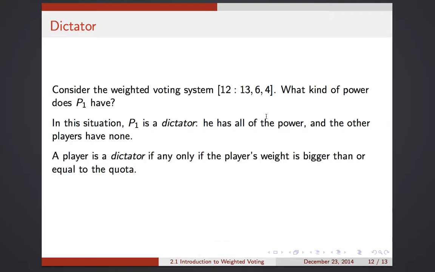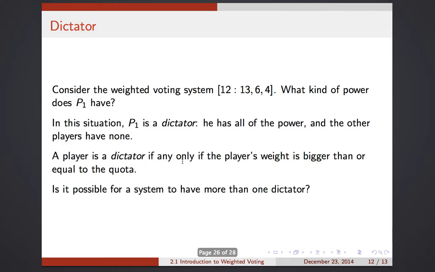So the technical term for player 1 in this situation is a dictator. He has all of the power, and the other players have no power. And in the setting in which we're going to be doing these problems, a player is a dictator if and only if his weight is bigger than or equal to the quota. If a player has a weight that big, then he has all of the power. So here's a question to think about. Is it possible for a system to have more than one dictator? The answer sort of should be no, right? It wouldn't make sense to have co-dictators, but think about why that's true.